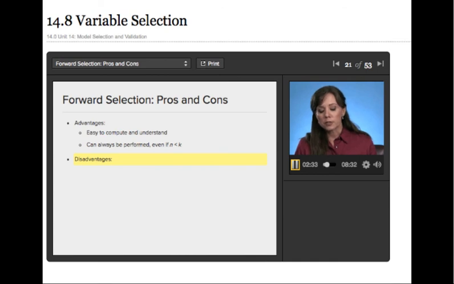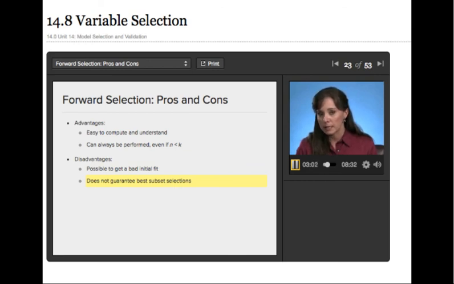However, the disadvantages are that it's possible to get a bad initial fit. Maybe the first variable that got entered into the model was statistically significant with no other variables in the model, but we never take it out once it's in there. So bad variables, or variables at least that don't predict the response very well, could be included just because they happen to be statistically significant with the previous predictors in the model. It doesn't necessarily guarantee the best subset of variables. And we may enter collinear variables at random. There's no check for collinearity in this.